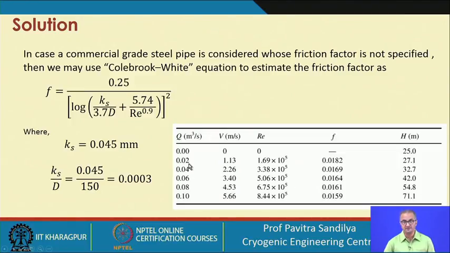So, what we essentially find in this table is this: as we change the flow rate, the head generated changes, and the second thing we find is that as the flow rate is increasing, the head generated is also increasing. So, this is the significance of this particular table and this particular set of calculations.